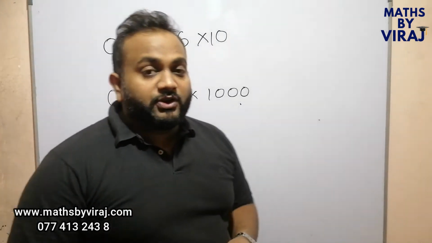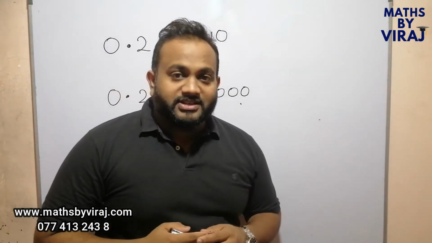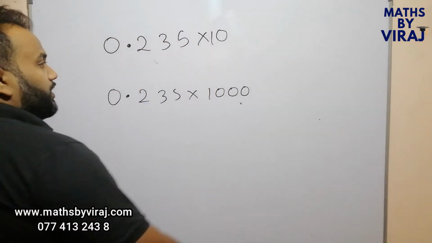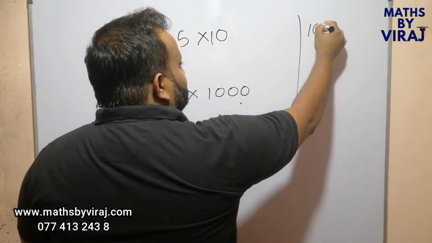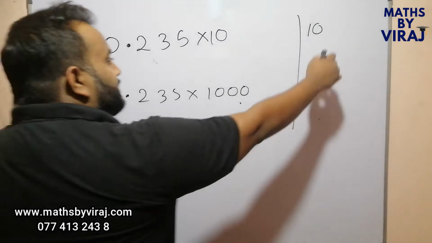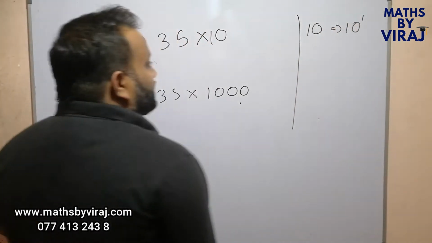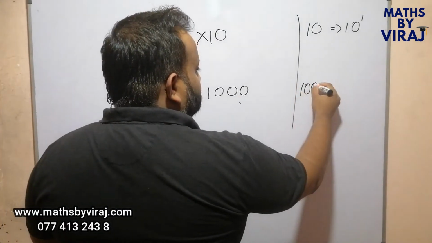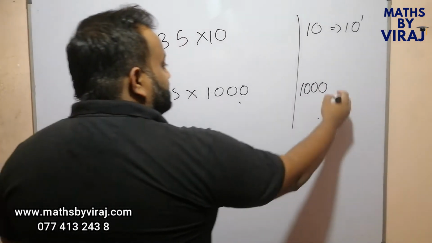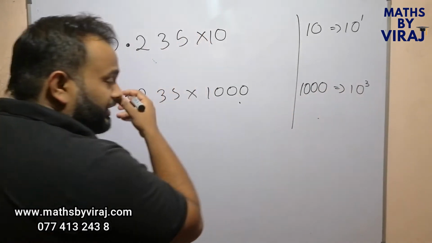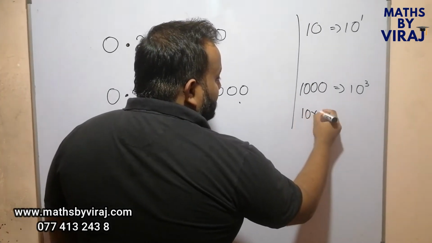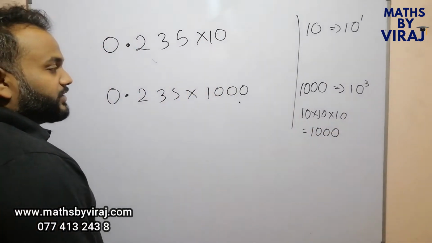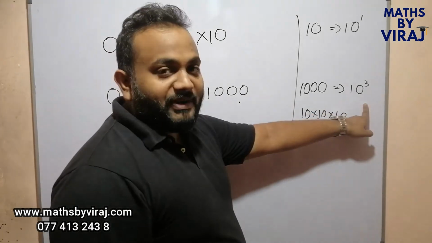First and foremost, you'll have to know a little bit of indices. If you have not seen my video on indices, you can go to the link over here and see that video as well. Now, the number 10 can be written as 10 to the power 1. Similarly, 1000 can be written as 10 to the power 3. Why do we say so? Because when 10 is multiplied by itself 3 times, you get 1000. Therefore, 1000 can be written as 10 to the power 3.